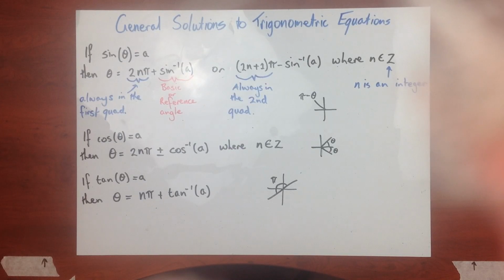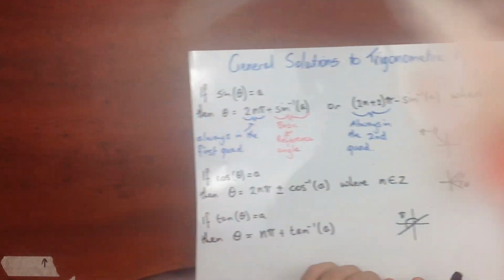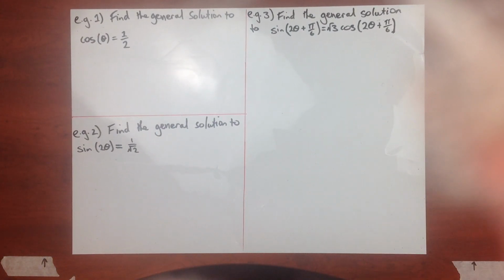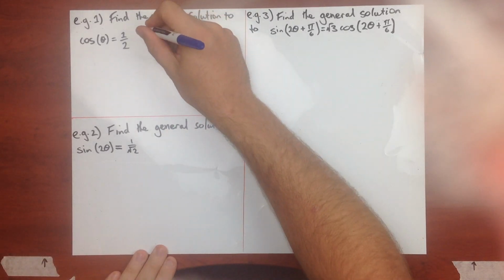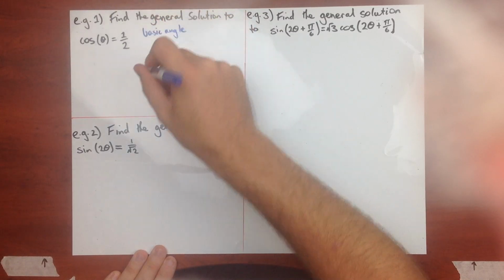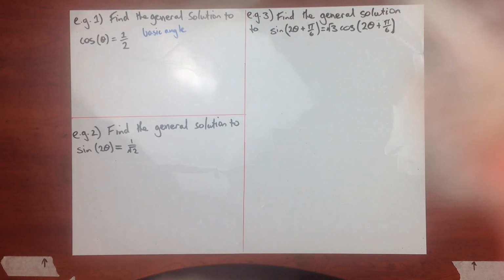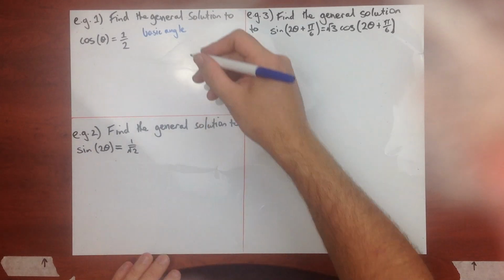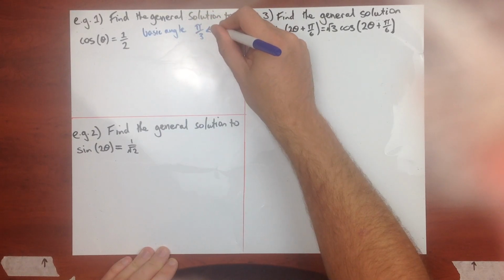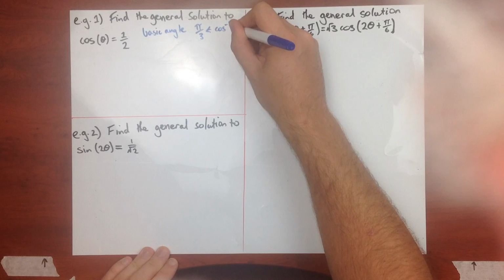But we really need to see these in a couple of examples, which I've got ready to go here. I've got a few different worked examples we're going to have a look at. The first one is: find the general solution to cos of theta equals a half. The first thing we always need to do is find our basic angle. That is, when does cos equal a half? Cos equals a half at pi on 3.